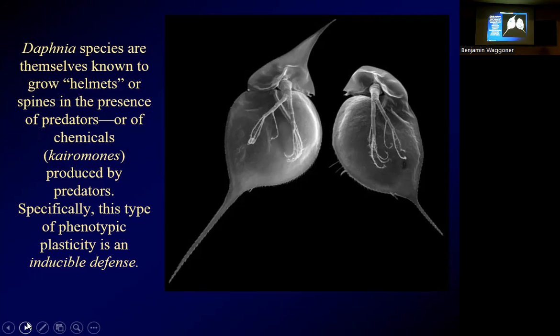And it's also grown a much longer tail spine. And this is because these Daphnia were exposed to some sort of chemicals produced by predators, the common name of which is kairomones. And this is phenotypic plasticity as well. The phenotype of Daphnia is altered by the environment depending on whether the kairomones are present or not. In this specific case, you'll see this called an inducible defense.